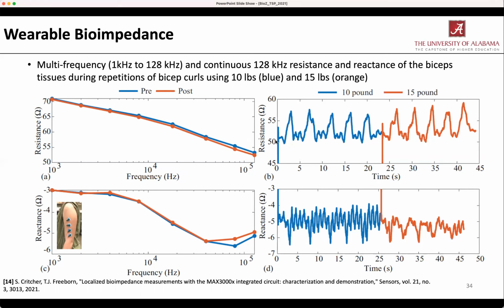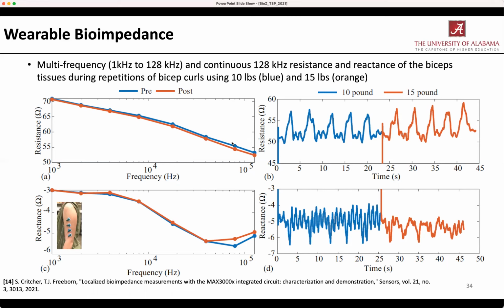So we see that during these bicep curls, we see an increase in the tissue resistance. And we also see fluctuations and changes in the magnitude of the reactance. So it's changing both components. We see slightly larger alterations, max values for heavier weights. So we're comparing 10 and 15 pound weights. So there are some hints that the exercise intensity causes a change in the overall impedance alteration also.